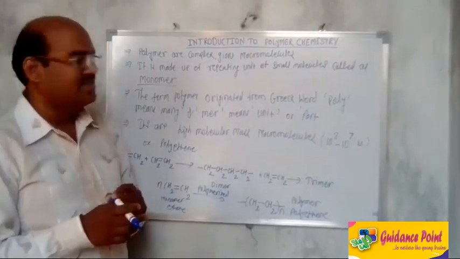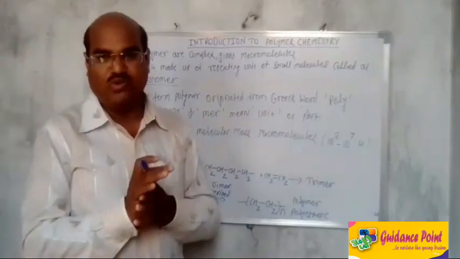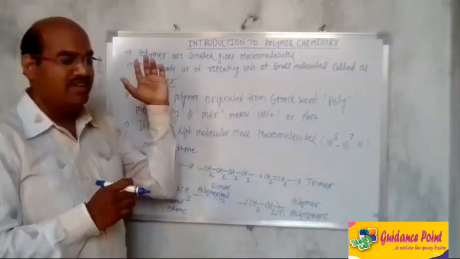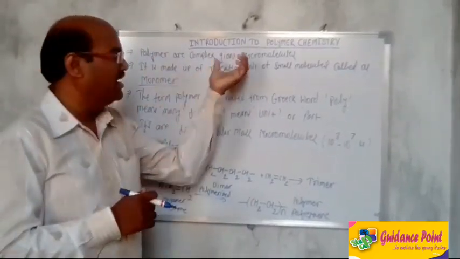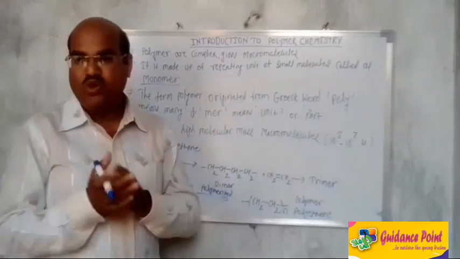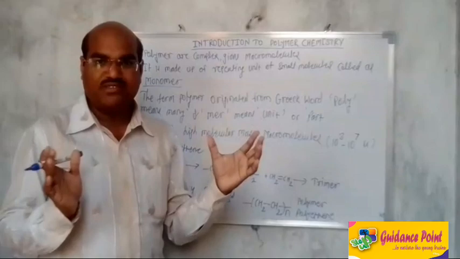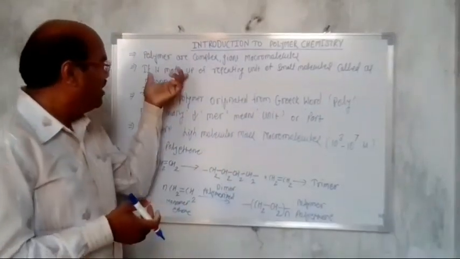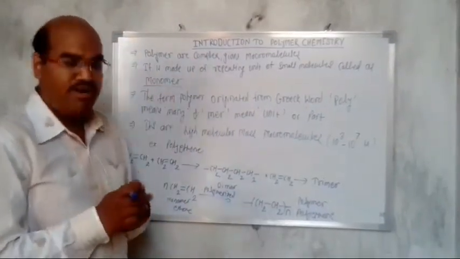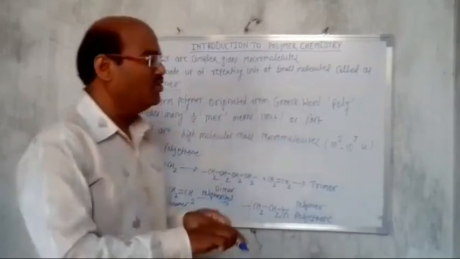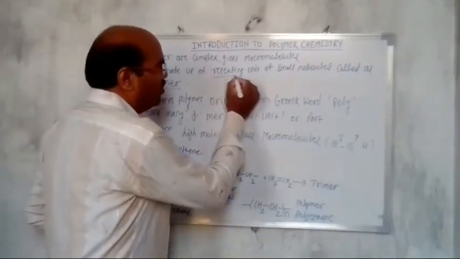So polymer, it is a complex and giant molecule. Giant means it is a very big molecule. So it is also called a macromolecule. Macro means big molecule. So polymer is made up of repeating units of small molecules.